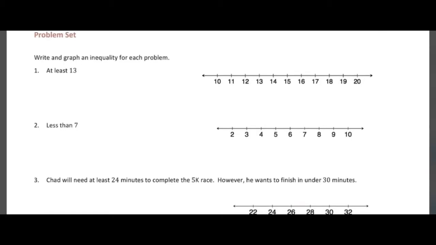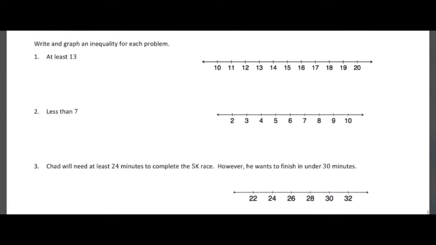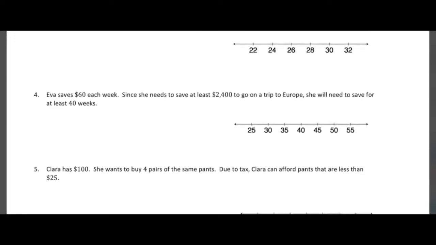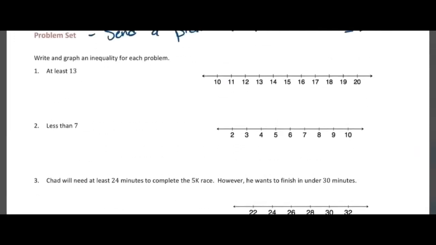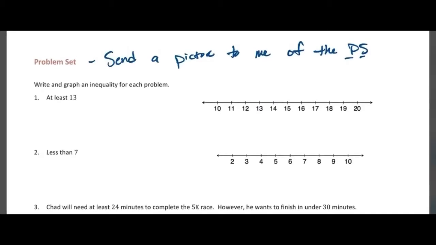Okay, so here's your problem set, right? You're going to send this to me. This is what you're sending today, right? This page. So send a picture to me of the problem set. PS means problem set. So you have 1, 2, 3, 4, 5, and 6 questions that you need to do. But if you look at the directions, I bet some of you will mess this up. Don't do it. You need to write the inequality just like we've been doing the whole lesson, and then you need to graph it on the number line.